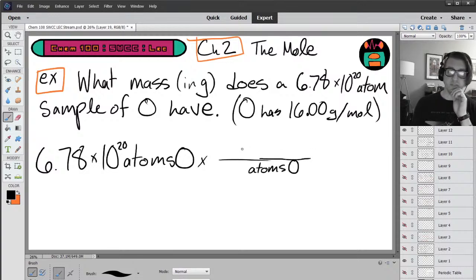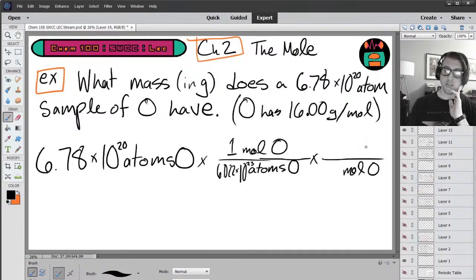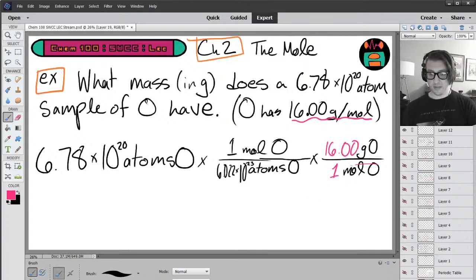We need to convert from atoms of oxygen to moles of oxygen, and 1 mole of oxygen has 6.022 times 10 to the 23rd atoms present. Next, we need to convert from moles of oxygen to grams of oxygen, and this is the part that comes straight off of the periodic table. 1 mole of oxygen has a mass of 16.00 grams.